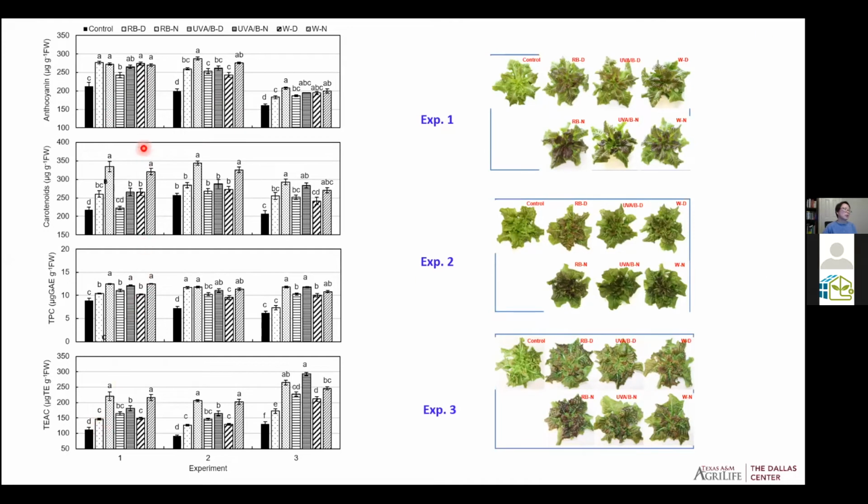So experiment 1 and 2 and then 3, and we have anthocyanin, carotenoid, and total phenolic compounds, and then total antioxidant capacity. The black dark bar is the control. As you can see, for all the experiments and all the parameters, you see a significant increase of all this nutritional quality, for either 3 days or 3 nights. And here are the representative photos of all these 3 studies.